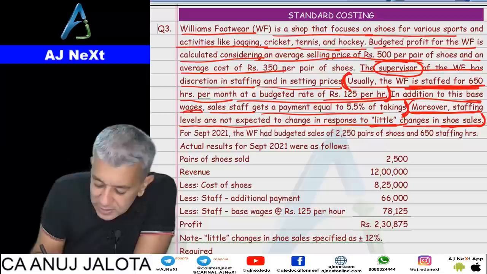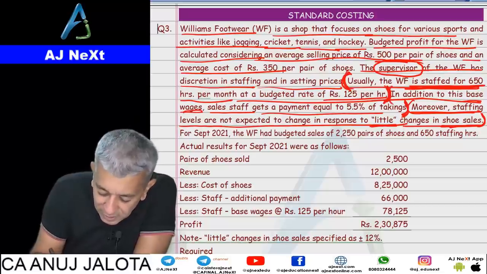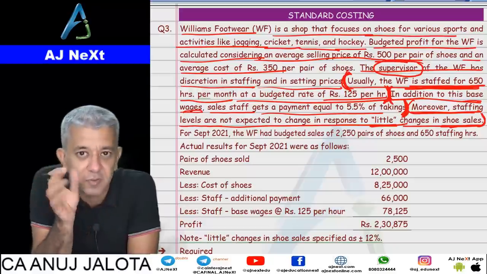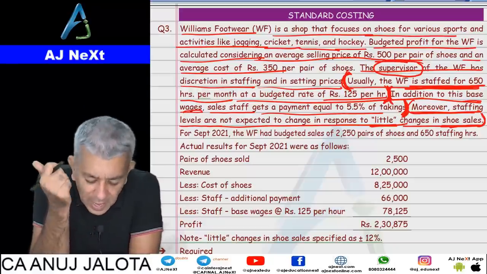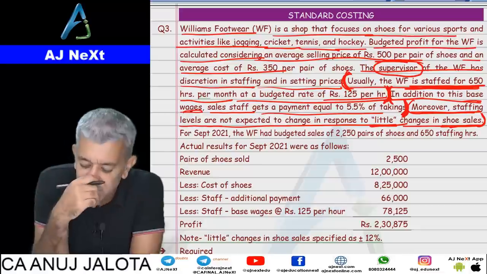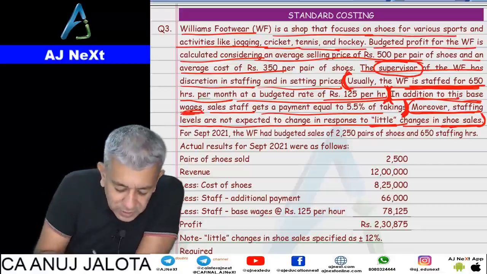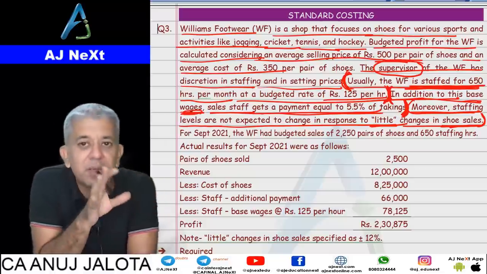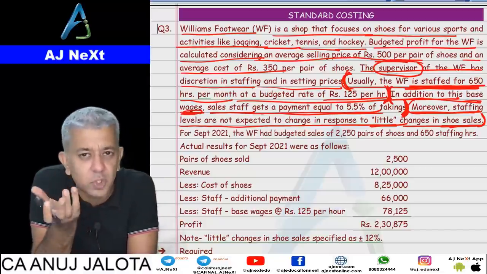This particular staff, from here till here and then from here to here, must be back-end staff. And I think this staff, in addition to these base wages, sales staff also gets a payment equal to 5.5% of takings. This will be kind of a commission or something. Okay.